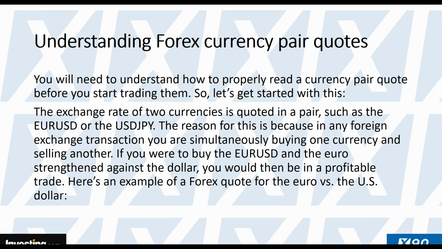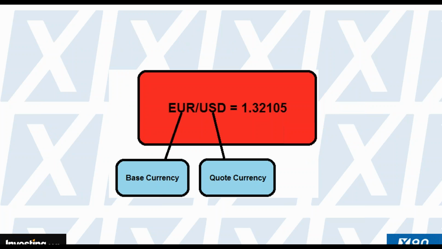Now you would need to understand how to properly read a currency pair quote. And again, like I showed you earlier, the left-hand currency is your base currency, and the right-hand currency is called the quote currency. So when we're quoting the euro, 132.105 means for every dollar you get 132, or for $100 you would get 132 euros.